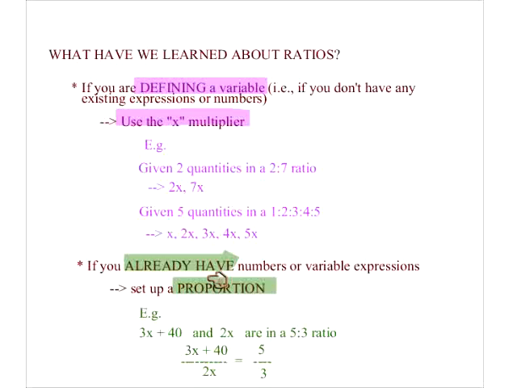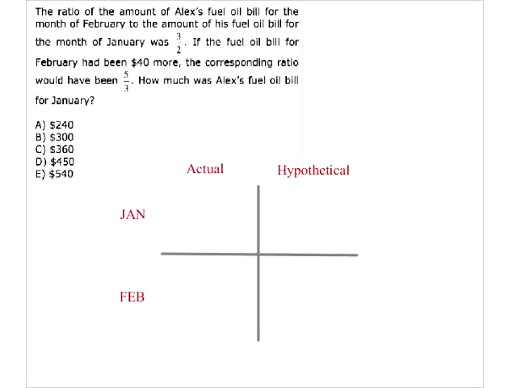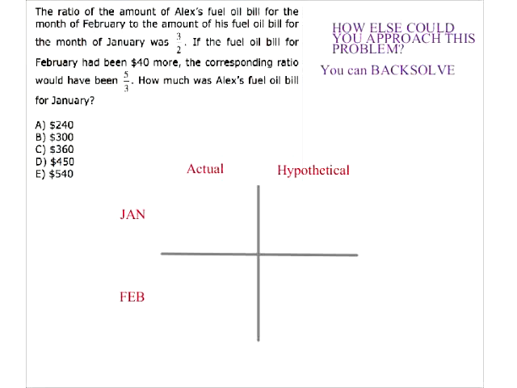Actually, before we do one more problem, let's talk about alternative approaches to this. How else could you approach this problem? So yeah, what you can do is you can backsolve. What backsolve briefly means is you can work backward, starting with one of the answer choices.